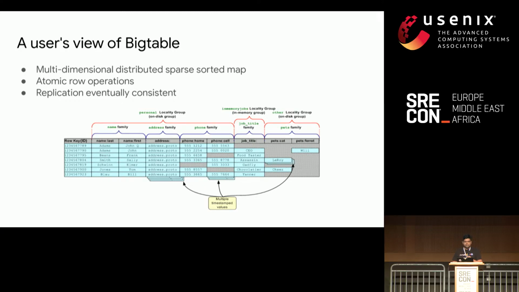Inside a particular Bigtable cluster, operations are atomic at the row level. Bigtable also supports replication, and this replication is eventually consistent.